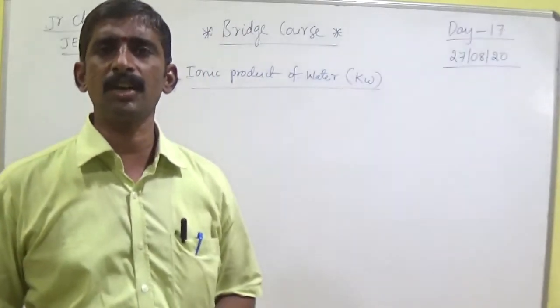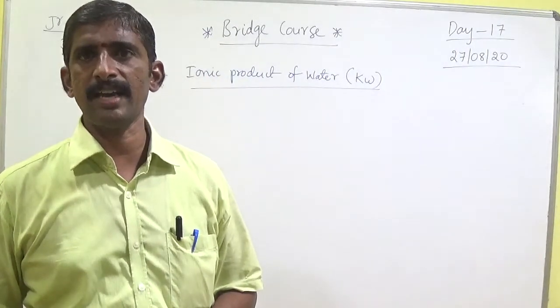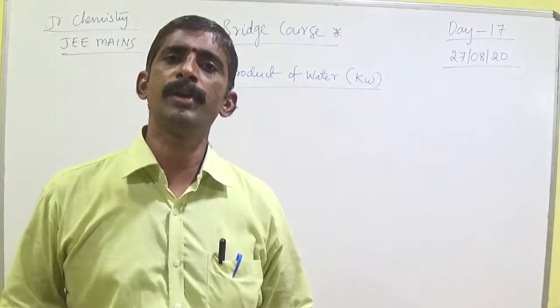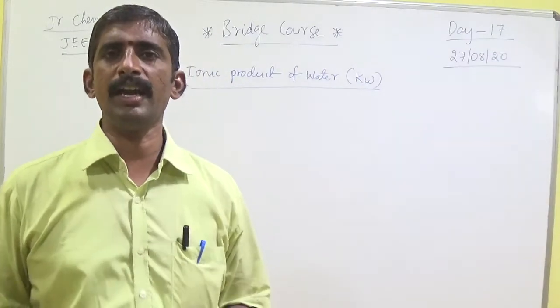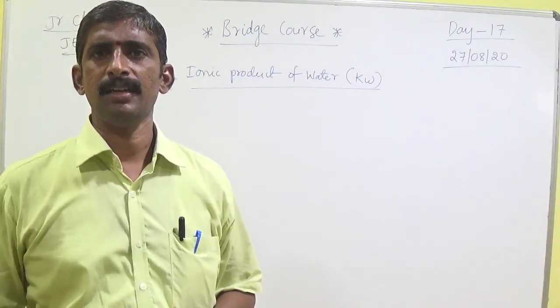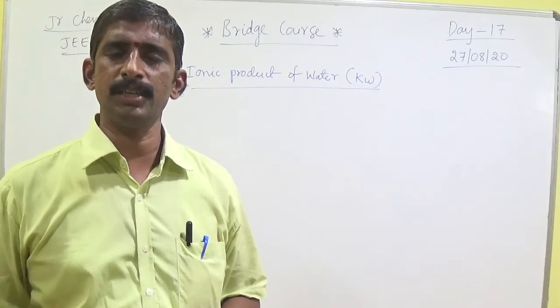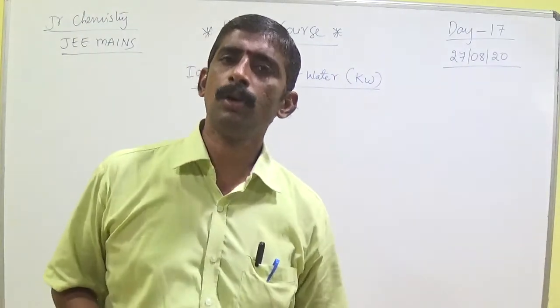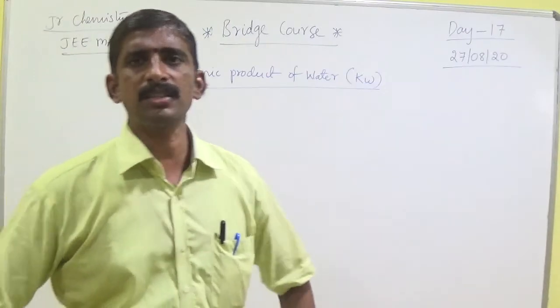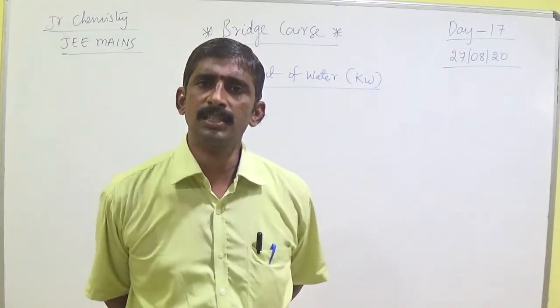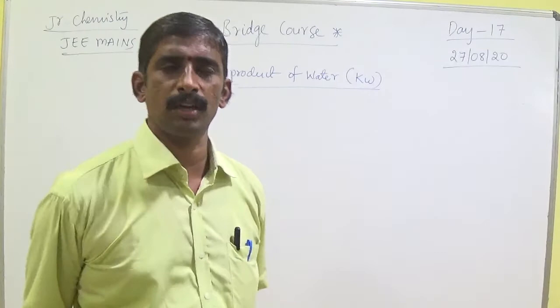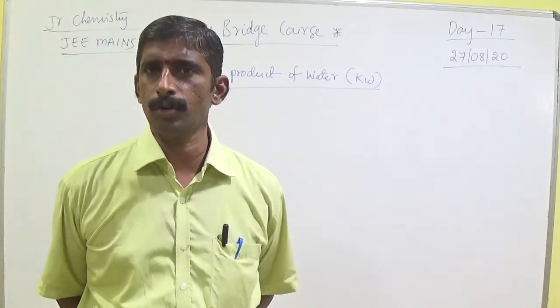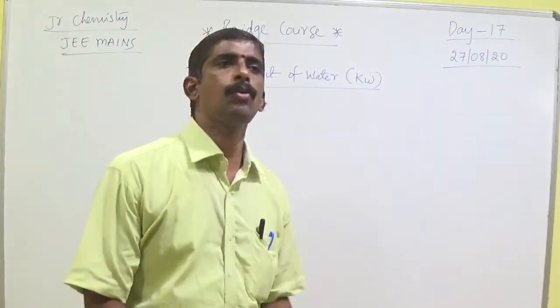The product of concentration of acid and concentration of base: acid means H plus ions, base means OH minus ions, in pure water at any temperature is known as ionic product of water. Simply, the product of concentration of H plus and concentration of OH minus ions in pure water at any temperature is known as ionic product of water.